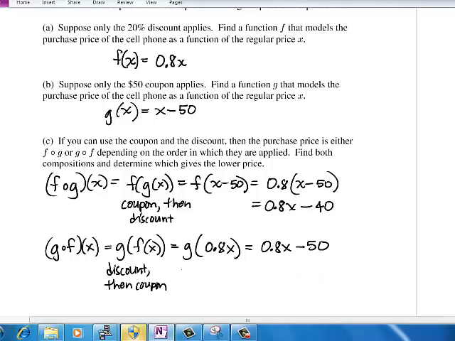So if we're comparing those, this is the lower price because we're subtracting more. It's the same 0.8x, but then we're taking 50 away. Instead of, after simplifying here, we'd have just 40 away from 0.8x. So this is the lower price, which we could reason out, but it's nice to see in symbols as well. It makes sense that we would want to take the discount off the greater price and then subtract 50 rather than subtracting 50 and taking the discount off the lower price.